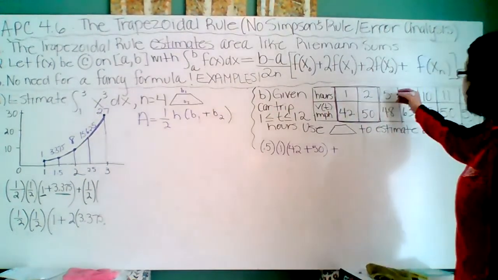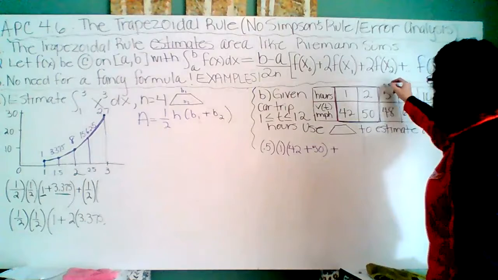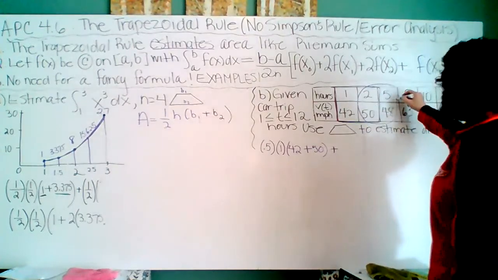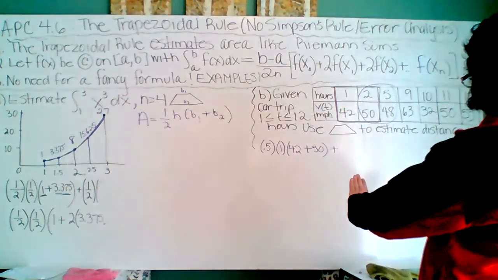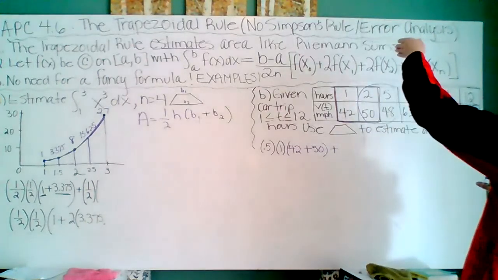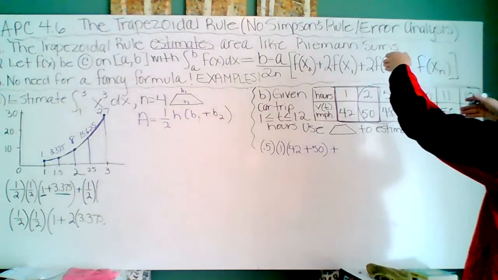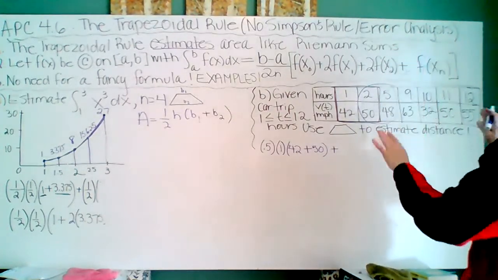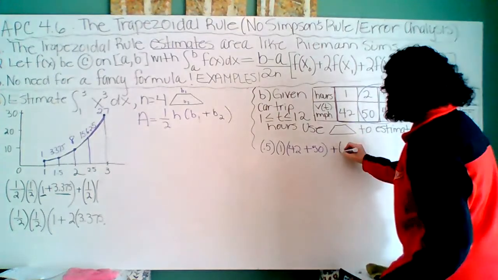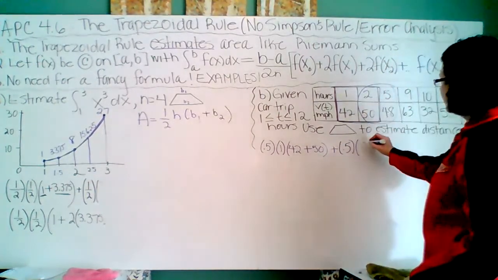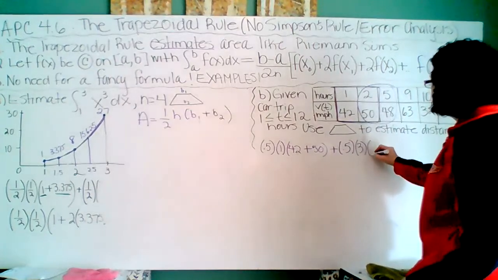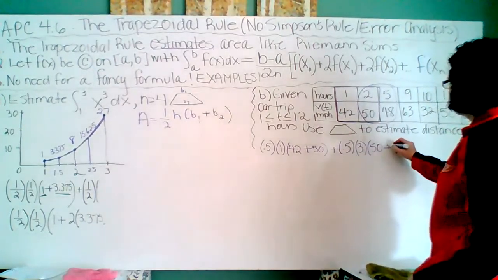Plus, now let's do from 2 to 5. I'll use a circle. So 2 to 5, you can see on the x-axis, and the height on the left is 50 and on the right is 48. So you can picture the trapezoid. Area formula for a trapezoid, 1/2 the height, and I'll add the two bases together.